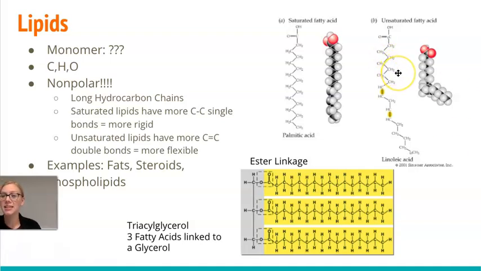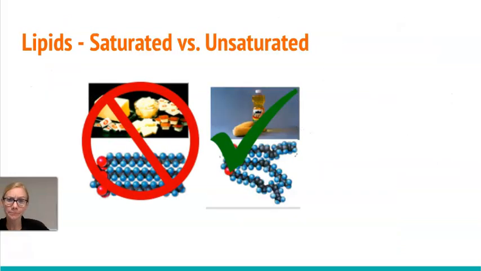Unsaturated fatty acids at room temperature tend to be liquids because they're more flexible, and saturated fatty acids at room temperature tend to be solids because they are less flexible and can't move as much. Some examples: fats, steroids, and phospholipids that we'll talk about a lot when we talk about our phospholipid bilayer. Here's a triglyceride with 3 fatty acids linked to a glycerol molecule. That's how we get triglyceride there.